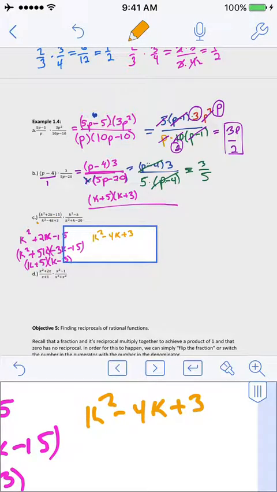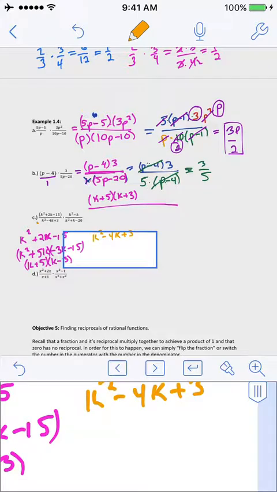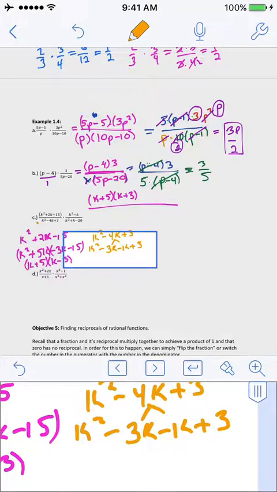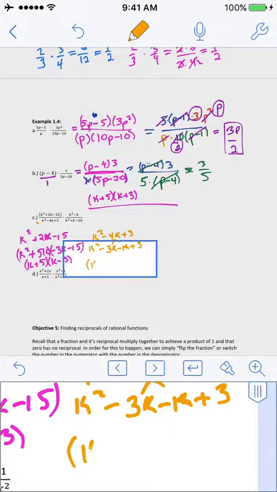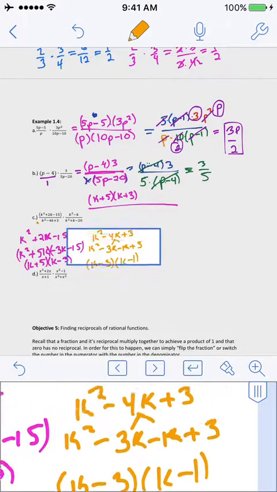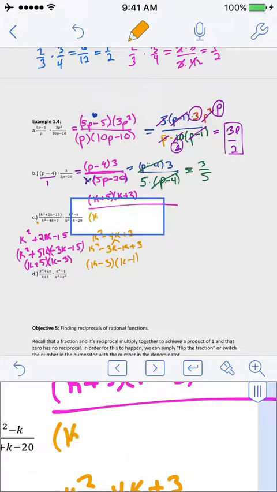All right, two numbers that multiply to 3 and add to negative 4, that'd be negative 3 and negative 1. So it's going to factor into k squared minus 3k minus k plus 3, right? So I took the 4 and I broke it into negative 3 and negative 1. End up with k minus 3 and k minus 1. Okay, so that's the first part of my denominator. K minus 3 and k minus 1.